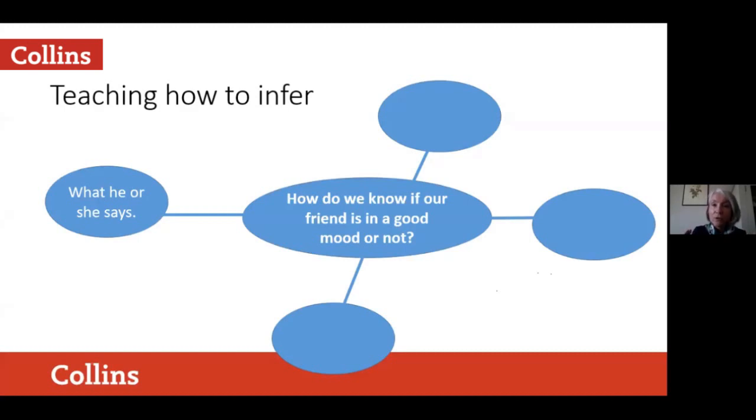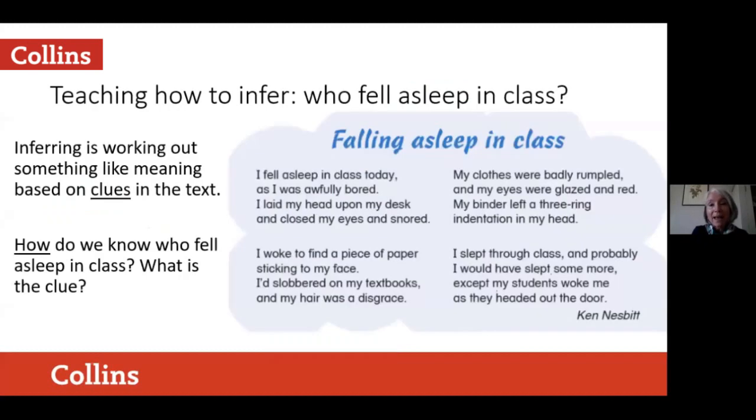And it's the same with reading, but we have to really look at the vocabulary. So coming back to this poem, inferring is working out what the meaning is based on the clues in the text. What is the clue? What are the words in here that allow us to work out that it is the teacher who fell asleep? Can anybody tell me which the words are that give us the clue there, that are the clue that we need to work on and that we need to expand and extract?